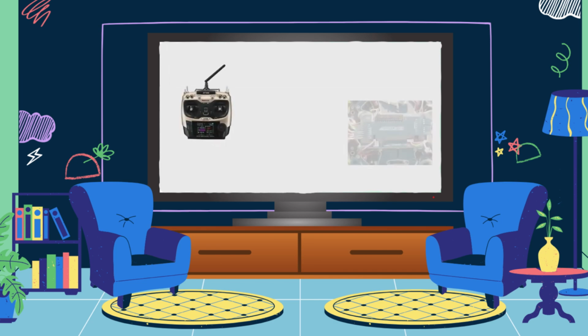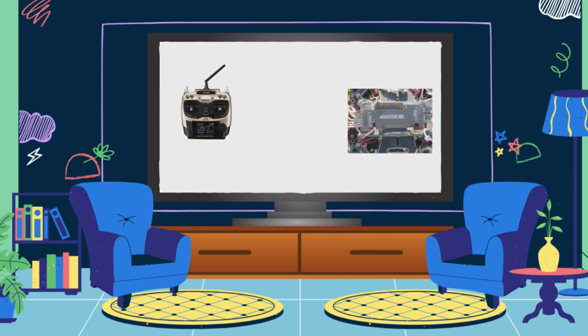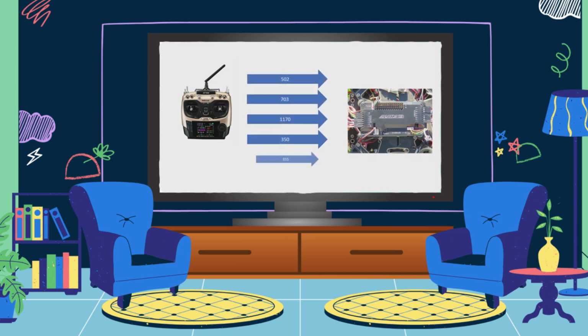There is a constant flow of numbers between the controller and the receiver, which transmits these numbers to the flight controller. This flow happens through channels, and each channel carries independent numbers from the controller to the receiver. The total number of channels depends on the features of our receiver and transmitter. However, we need a minimum of 5 channels for flight.